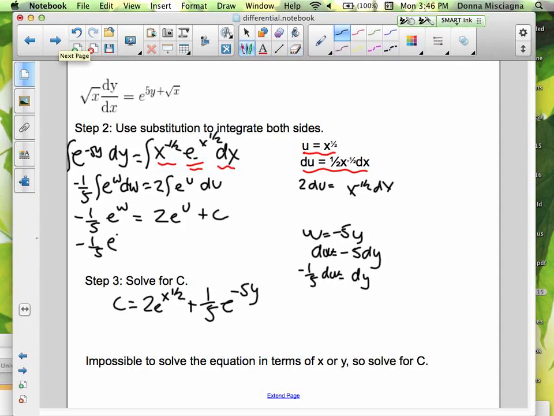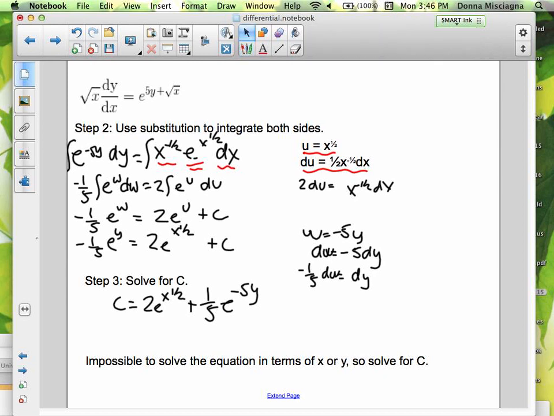All right, so we have negative 1/5 e to the y equals 2e to the x to the 1/2 power, and then plus c. There's no way I'm going to be able to solve for either y or x in this problem, because they're both exponents. So when you can't solve for x and you can't solve for y, solve for c instead. So now all I have to do is move the terms over. What I chose to do is get rid of that one negative there instead of making everybody negative.